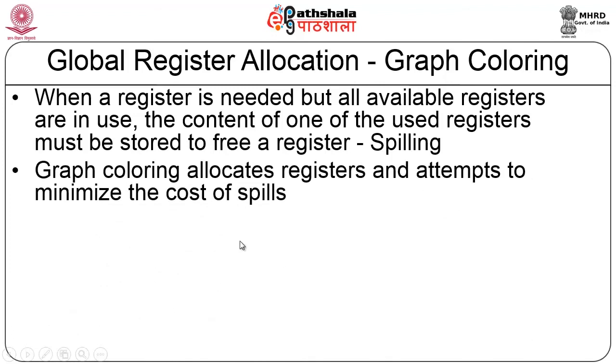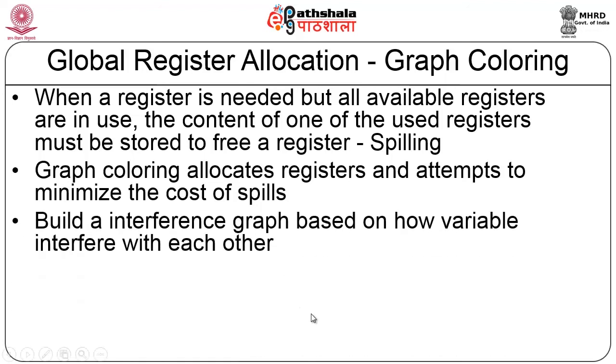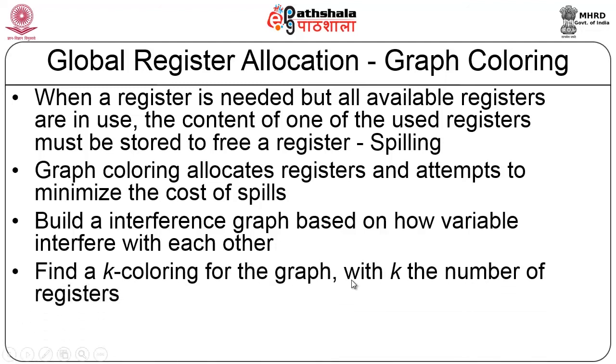Now, here we have an approach called graph coloring, which is used to allocate registers and attempts to minimize the cost of spills. So, we will have to build an interference graph based on how the variables interact and interfere with each other. Now, we know that a graph coloring problem is nothing but finding the least number of colors required to color a given graph such that no two adjacent vertices will have the same color. So that is called the K coloring for the graph.